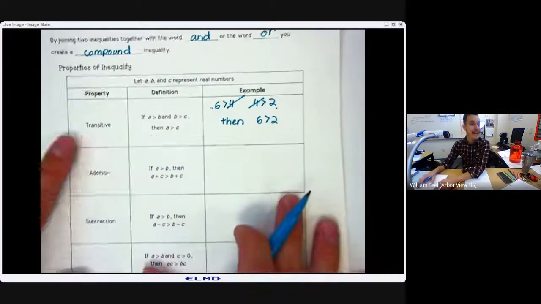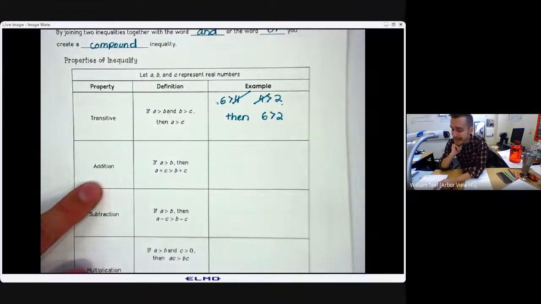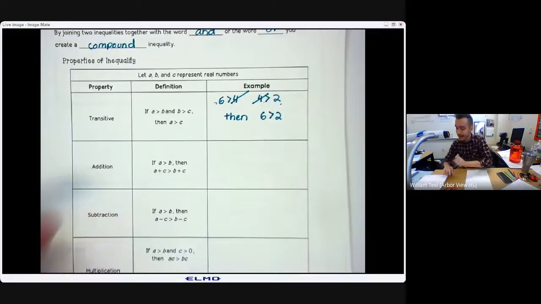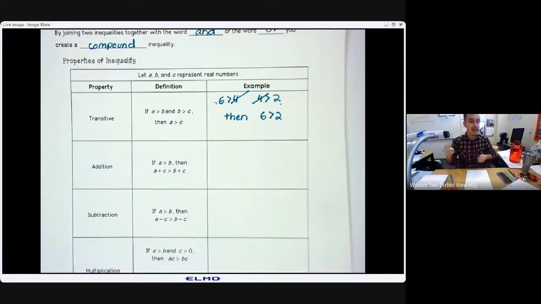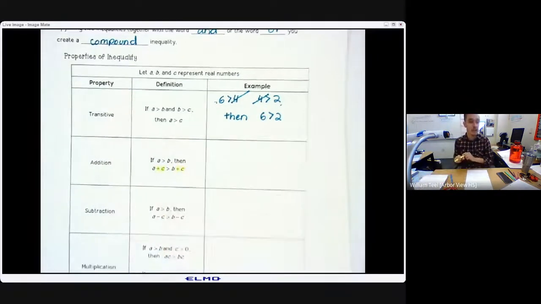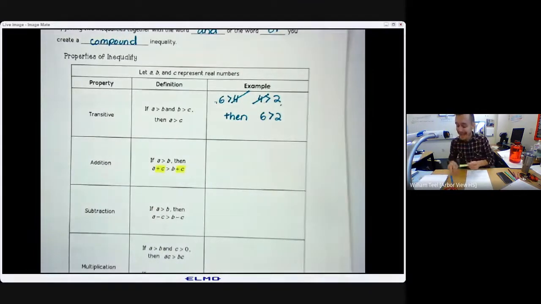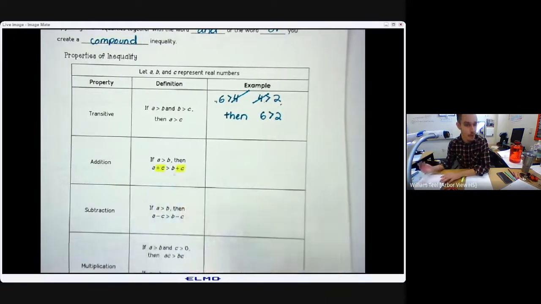All right? Now using addition. So if A is greater than B, then A plus C is greater than B plus C. Now go ahead and keep in mind here, if we are adding C, that means we are adding the same number to both sides of the inequality. If we add the same number to both sides of the inequality, the symbol still holds true.